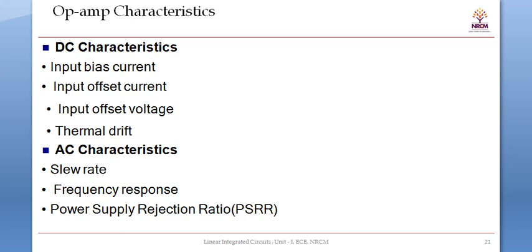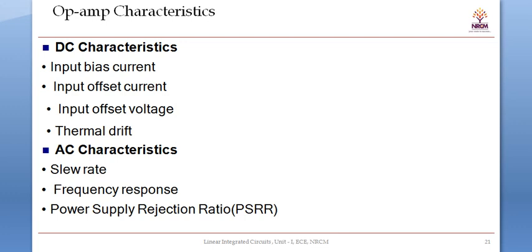The third is input offset voltage. It is a voltage that must be applied between the two input terminals of the op-amp to null the output. In order to make the output voltage 0, we apply some voltage between the inverting and non-inverting input terminals, and that DC voltage is called the input offset voltage. It is denoted by VIO, and the value is 6 millivolt DC maximum.